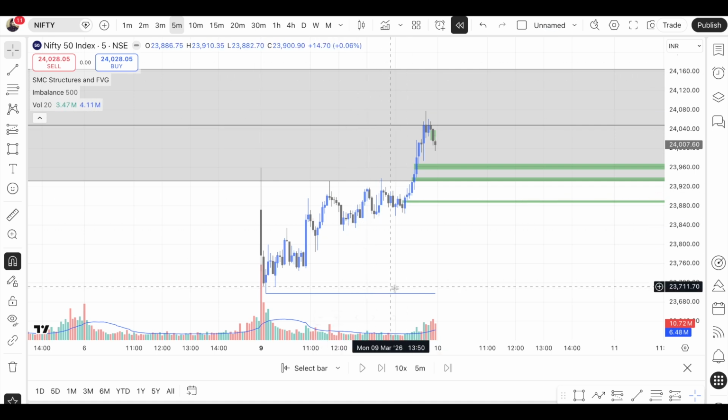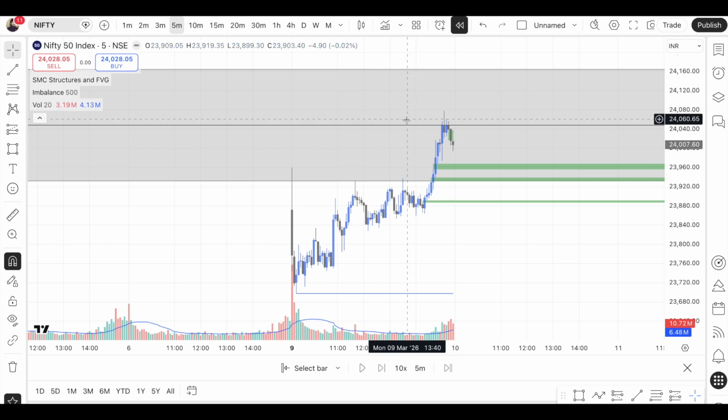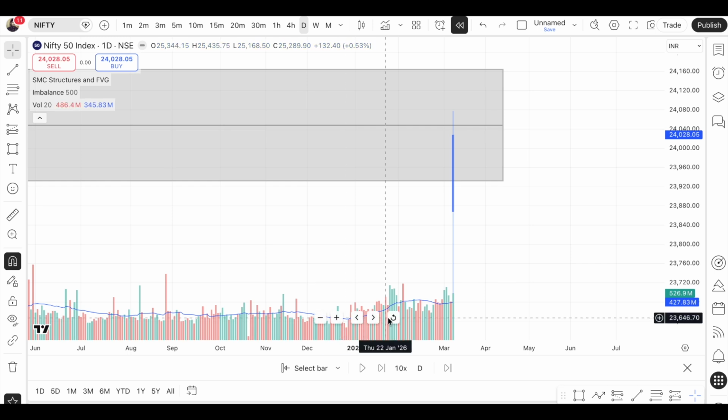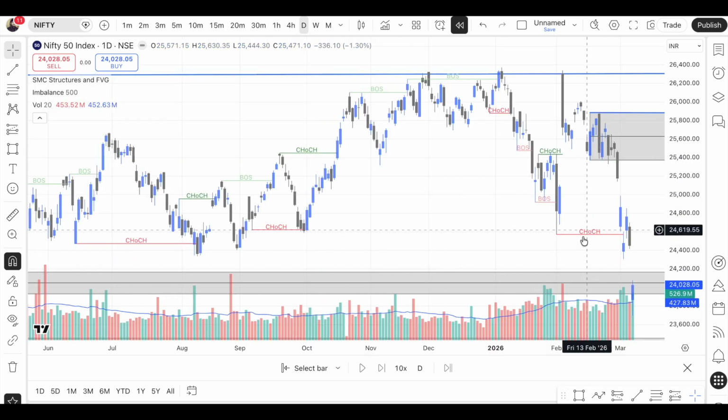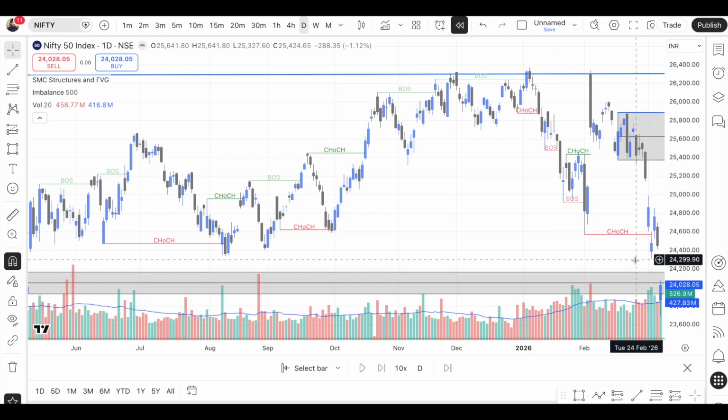Very, very simple. All these come as part of learning. See, market has re-entered the demand zone. There is absolutely no doubt about it. If you go back to the 1 day chart and do a refresh here, this is what we marked as a demand zone, right? This gap, market has re-entered here.